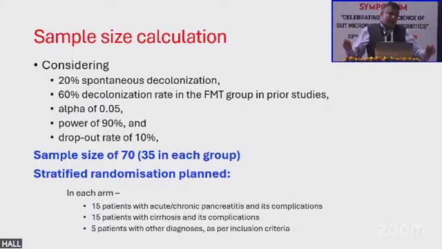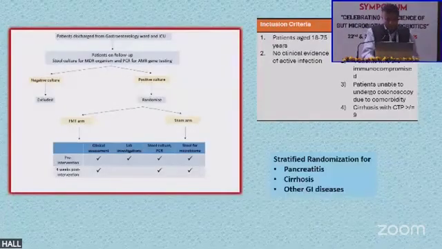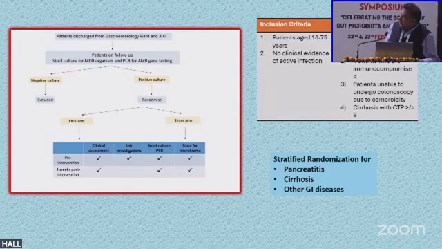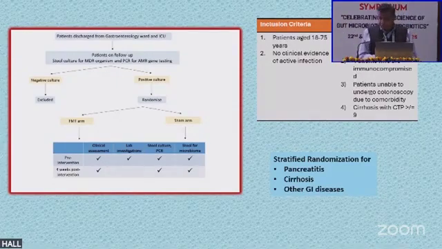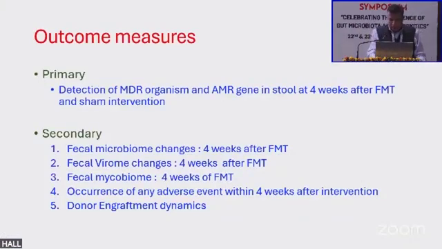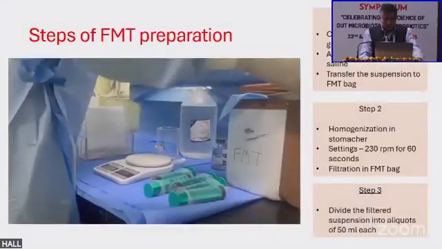We also did a stratified randomization. We decided that when you talk of GI diseases, 30 patients of pancreatitis, 30 patients of cirrhotics who are admitted to ICU, 10 can be any miscellaneous GI diseases, and let us see what happens. So we had these patients who were in ICU or the ward, tested positive by rectal swab for AMR gene and culture, and subsequently they were randomized. After they were randomized to FMT versus the other arm where only saline injection was given, they were followed for 4 weeks, and subsequently again tested for the bacterial profiles. As I told you, the randomization was for pancreatitis, cirrhosis, and other GI diseases. The outcome measures were fecal microbiome changes, virome changes, or occurrence of any adverse event.